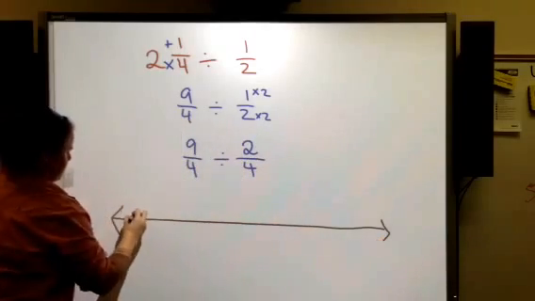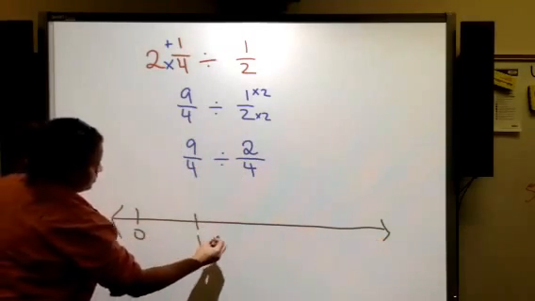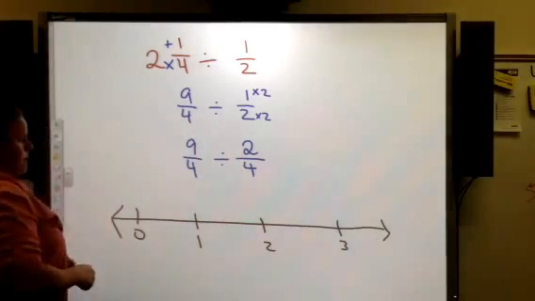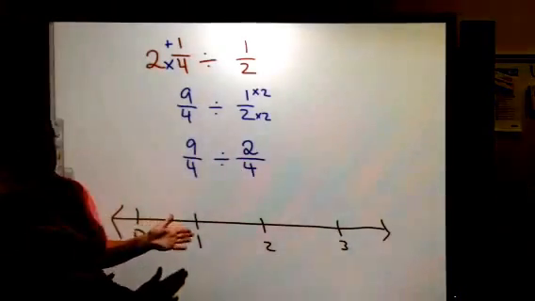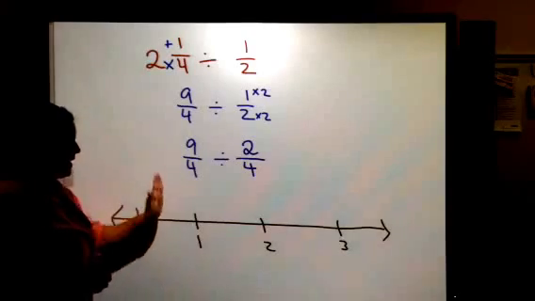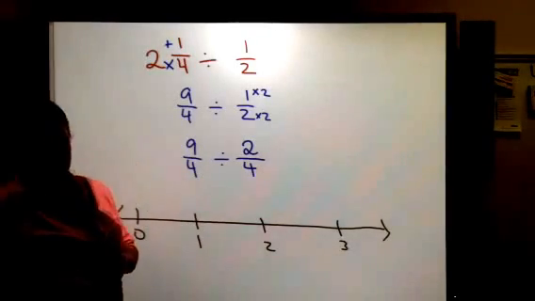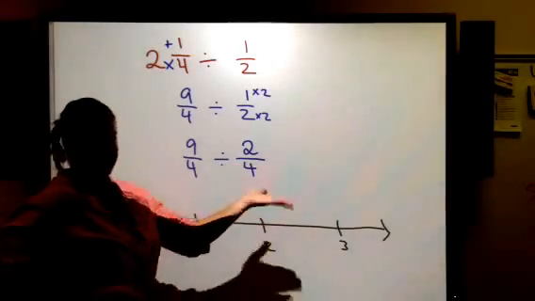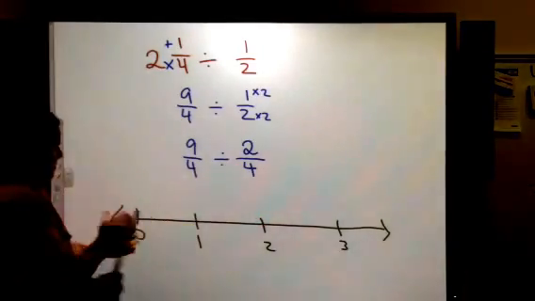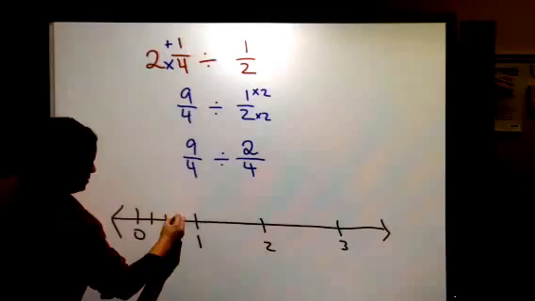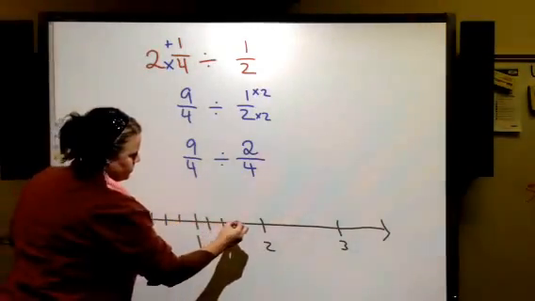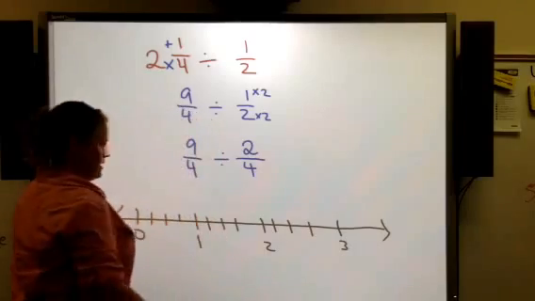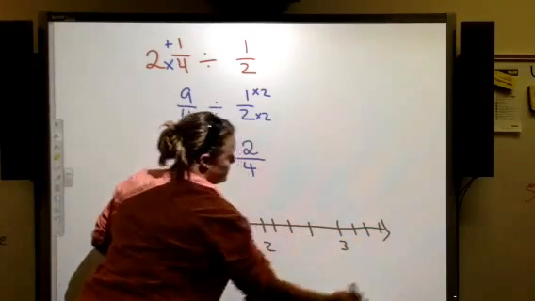So draw the number line, 0, 1, 2, 3, and so on. And then with the number line, you're going to divide it up depending on what the denominator says. My denominator is fourths, so I'm going to divide each part into 4 parts. So 4 parts there, 4 parts there, 4 parts there, and so on.